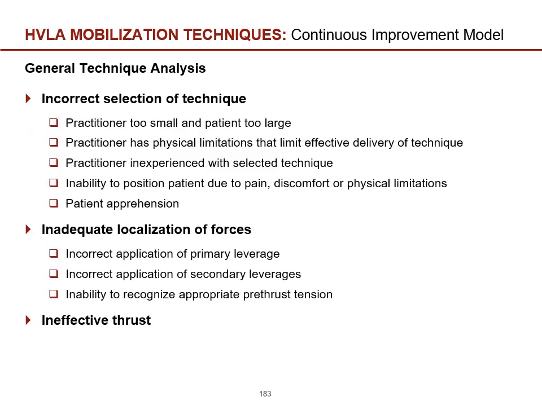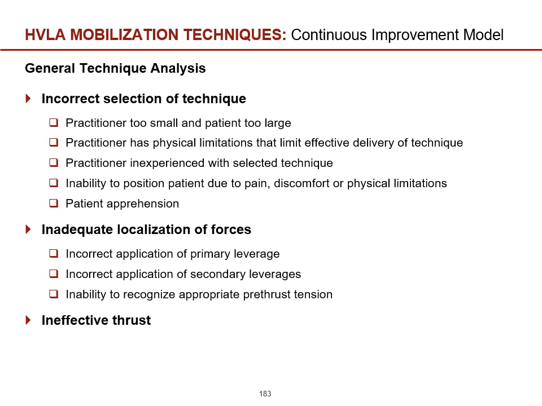And you can break these down even further into the following points. So incorrect selection of the technique: the practitioner is too small and the patient is too large. The practitioner has physical limitations that limit effective delivery of the technique. The practitioner's inexperience with the selected technique. Inability to position the patient due to pain, discomfort, or physical limitations, and/or the patient's apprehension.